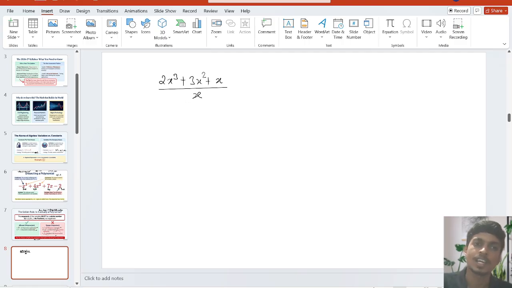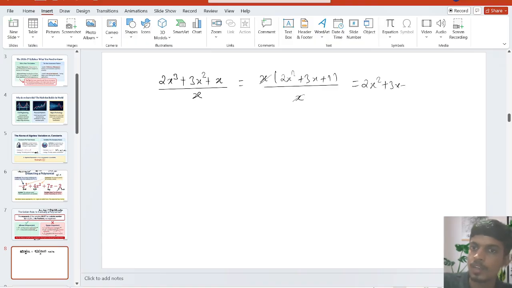We should not just say that if the variable lies in the denominator, it is not a polynomial. First we have to check it. First take x common from the numerator, which gives 2x square plus 3x plus 1 upon x. This will be simplified, x is cancelled by x. So this is 2x square plus 3x plus 1, provided x is not equal to 0. This is a polynomial in x. So first we have to simplify it, and then we say whether the given expression is a polynomial or not.